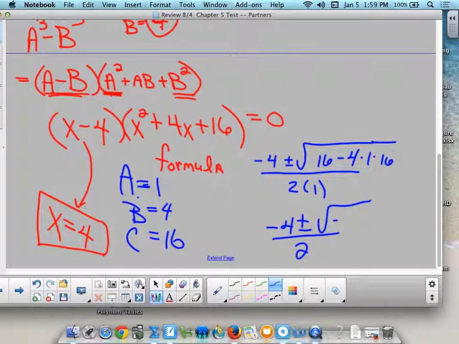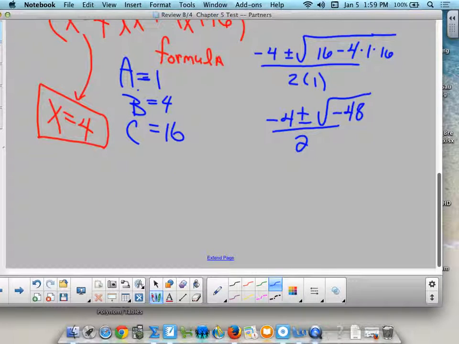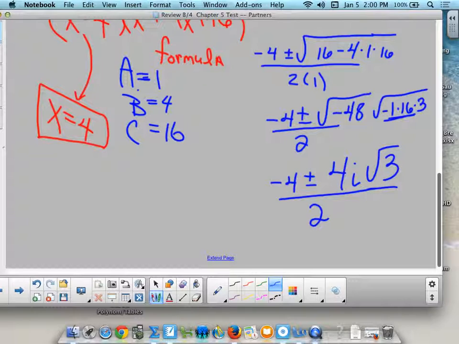Hey guys, this is what you should have got right there. Then that breaks into this. Okay? 16 and -1, that's just what? Isn't that just 4i times square root of 3? Wait. It's 2i. And then 2 goes in there, and negative 2 goes in there. 2i. There they are.